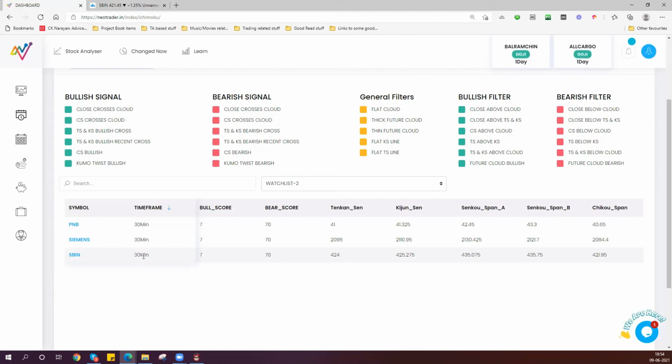So if you want to make consistent money, if you want to control your loss, if you want to be in the right set of stocks, if you want to be in the correct trend, in the correct stock, in the correct trend, in the correct time frame, the Ichimoku dashboard will do it all for you. All other dashboards will do it for you.